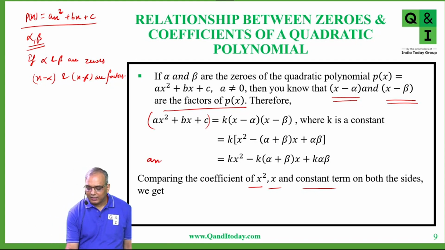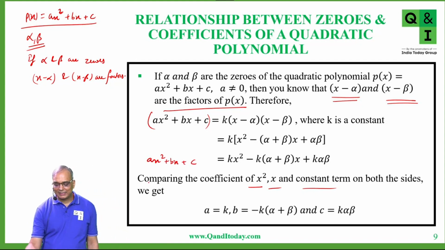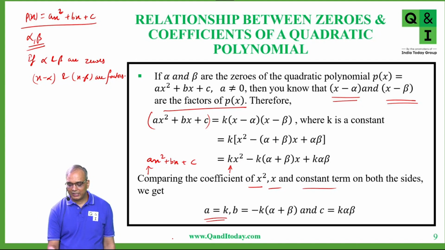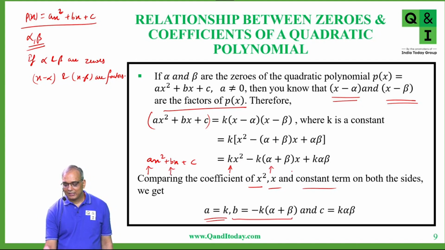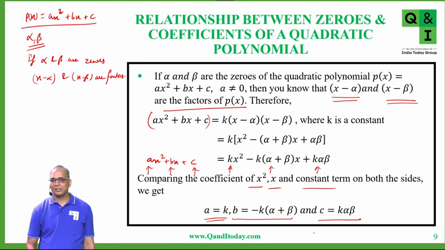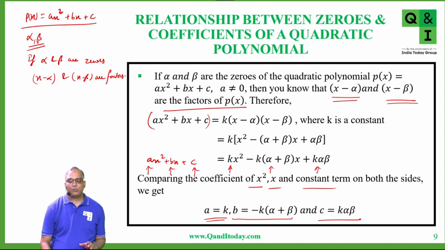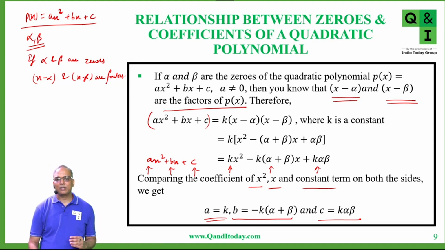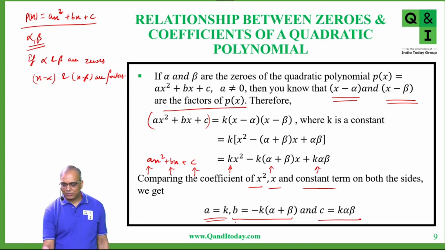So here this is ax square plus bx plus c. If you compare this, you will get this coefficient of x square is a here and it is k here. So we write a is equal to k. Here it is b and here it is minus k times alpha plus beta. And here it is c and this is k times alpha beta. So c is k times alpha beta. Right? So a is equal to k, b is minus k times alpha plus beta, and c is equal to k times alpha into beta. Is this clear, students?